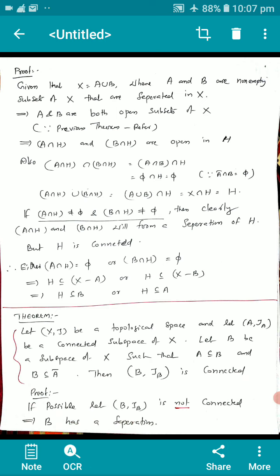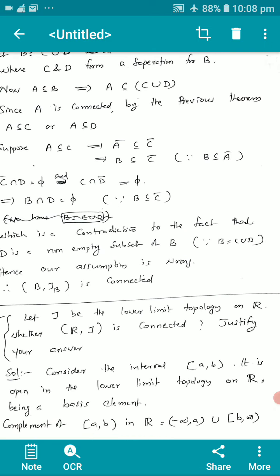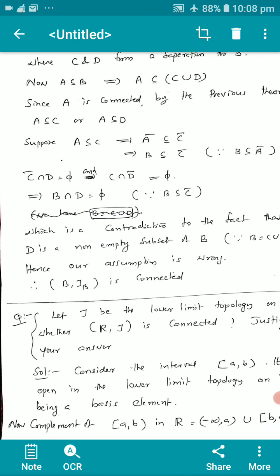This implies B has a separation. B has a separation means B can be written as C union D, where C and D form a separation for B. Now A is a subset of B implies A is a subset of C union D. Since A is connected, by the previous theorem, A is a subset of C or A is a subset of D. First consider A a subset of C, that is, suppose A is a subset of C. This implies the closure of A is a subset of the closure of C, but B is a subset of the closure of A. Therefore, B is a subset of the closure of C.